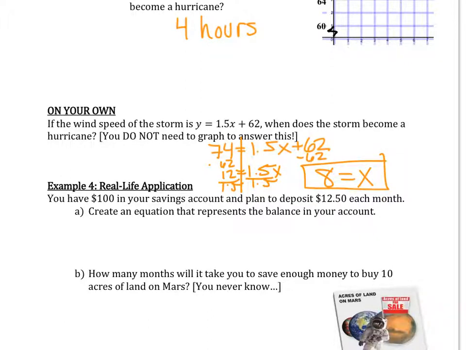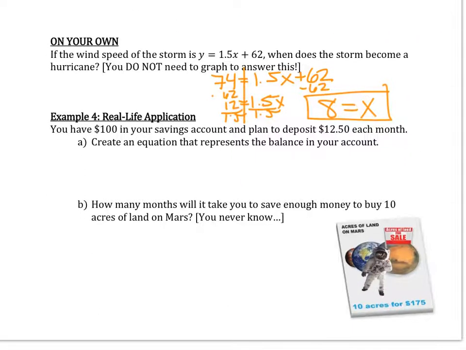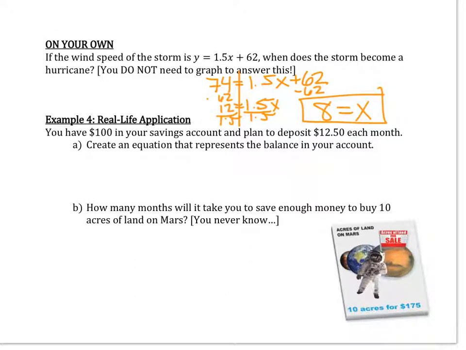So as you can see, there's a lot that we can do just given an equation. We can create a graph, we can solve different types of problems. I want to make sure that we also know how to create an equation given information. So for this very last example, we're going to create an equation given this situation. You have $100 in your savings account and you plan to deposit $12.50 each month.